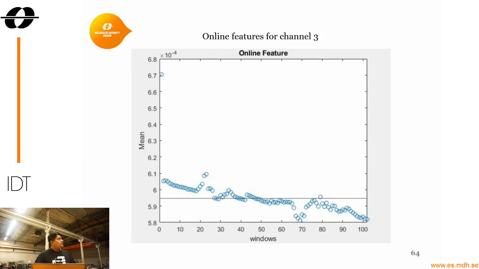Next, we look at the online features that we obtained from channel 3, which in our case is the alpha band. Over here we see that the global mean is very low. So this means that whenever new data comes in, it always classifies to the closer mean for the idle state.